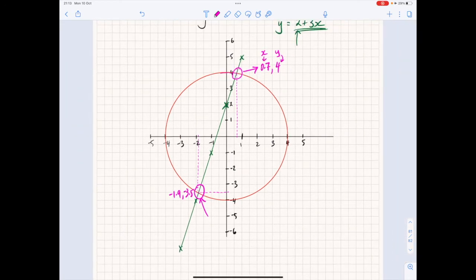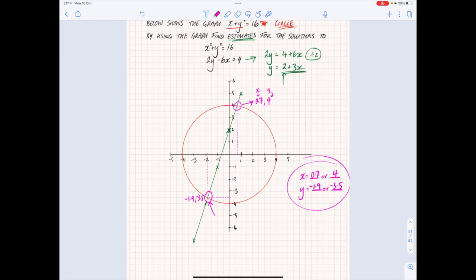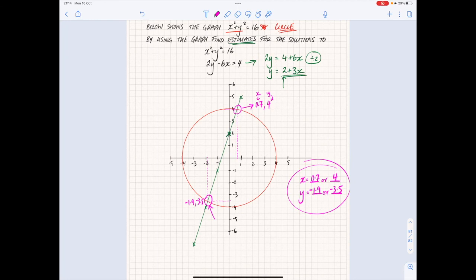So again, you'll have x equals something or something else, y equals something or something else. So in this case, x is equal to 0.7, x is equal to minus 1.9, and y is equal to 4 or minus 3.5. In an exam, there would be a range that you would be allowed for that, because it says estimates. The range that you'd be allowed would depend on how in depth the graph is and how detailed the axes are, but you want to try and make it as accurate as you can.